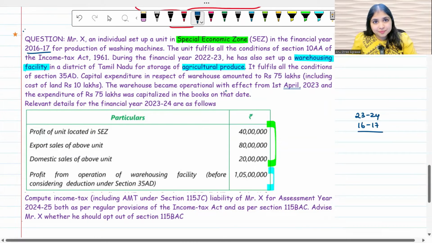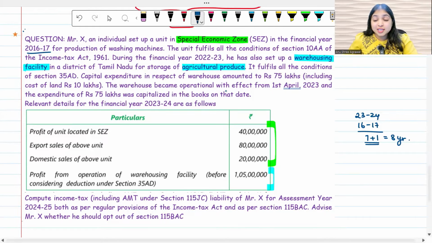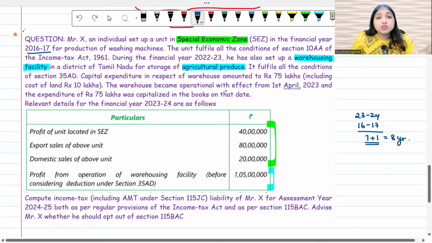How will you calculate? Your most obvious calculation would be 23-24 minus 16-17, which will be 7. But we'll always add a 1. Why are we adding a 1? We are in the 8th year. Because even the year in which you commenced, even that year you will get the deduction. So 16-17 also has to be included.